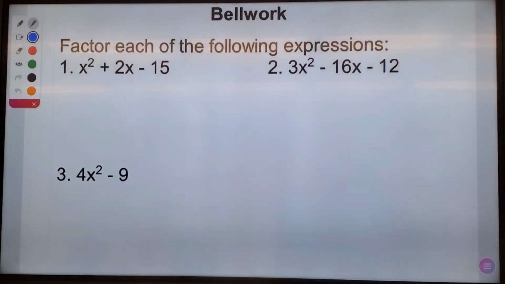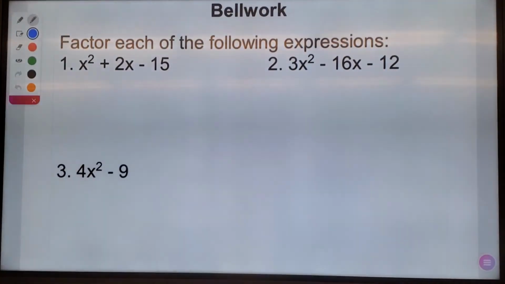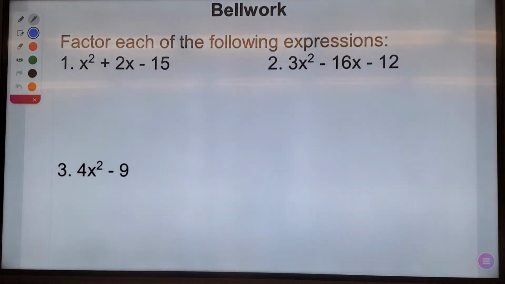Okay, this video is on solving quadratic equations by factoring. For the bell work, let's review the process of factoring. We're going to take three expressions here and factor them out.